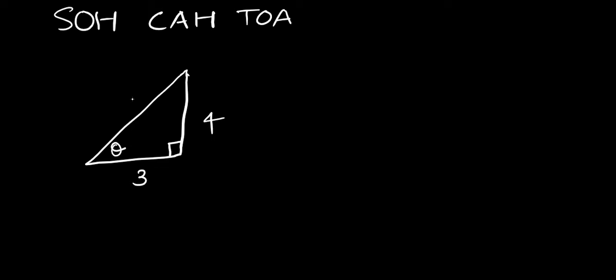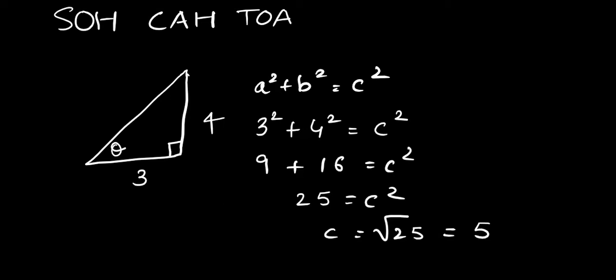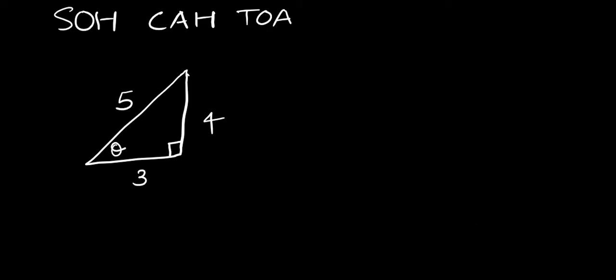To find the missing side we need to use the Pythagoras theorem. A square plus B square is equal to C square. This will be 3 square plus 4 square equal to C square. 3 square is 9, 4 square is 16, so 25 is equal to C square. Then C will be equal to root of 25, that is 5. So we got C as 5. Now let's find the 6 trigonometric functions.